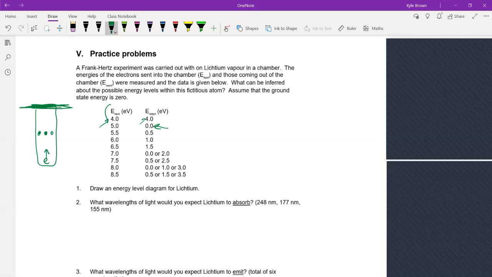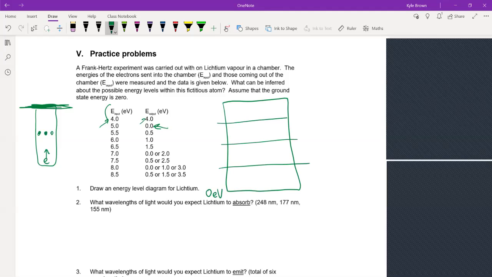Okay, number one says draw an energy level diagram for lithium. So I'm going to draw that here. If our ground state we call 0 electron volts, I'll put it right at the bottom there. And then, let me make some lines. Our first energy level is going to be right where it gobbled up all of our energy. So that's going to be at 5. That's our first one, 5 electron volts.